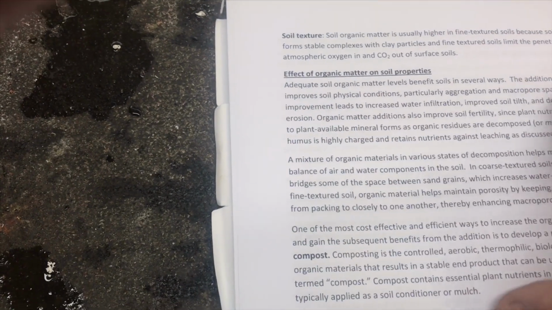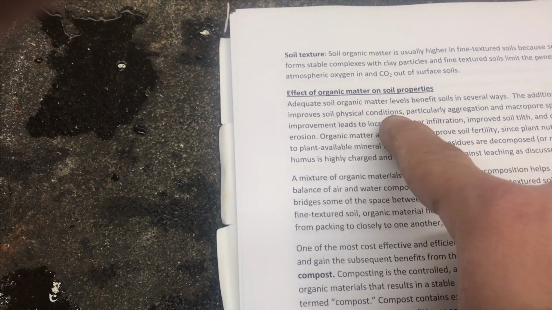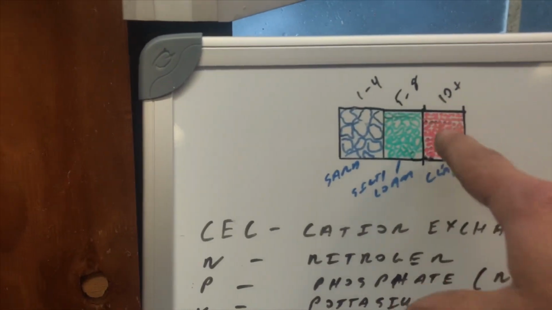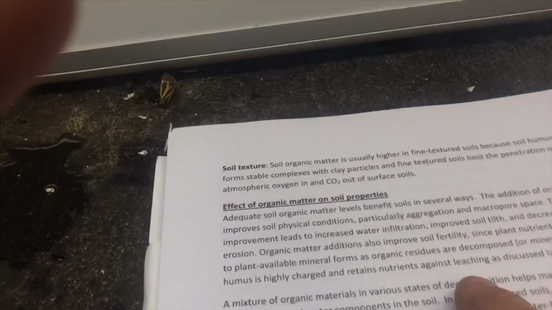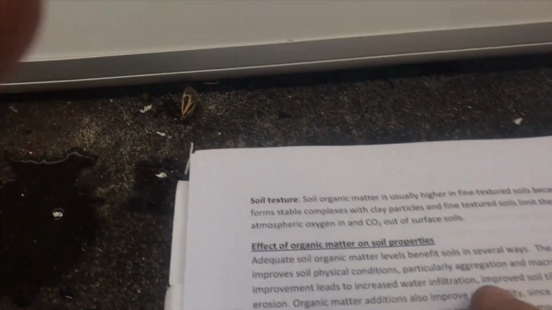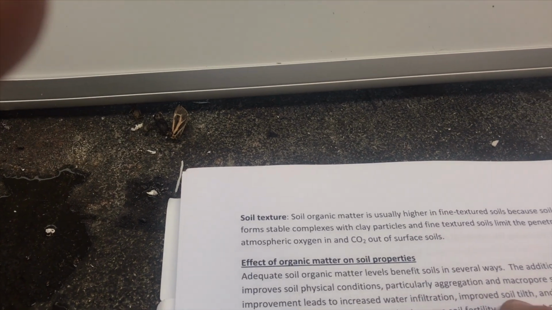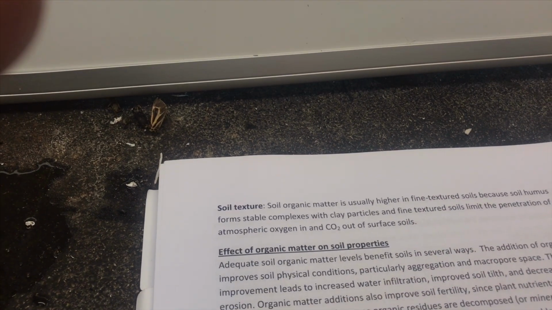And here, right here, we say the effects of organic matter. The addition of organic matter improves physical soil conditions, particularly aggregation and micropore space. Remember what I was telling you about how it breaks up all this? Alright, there it is right there. This improvement leads to increased water infiltration, improved soil tilth, and decreased soil erosion.